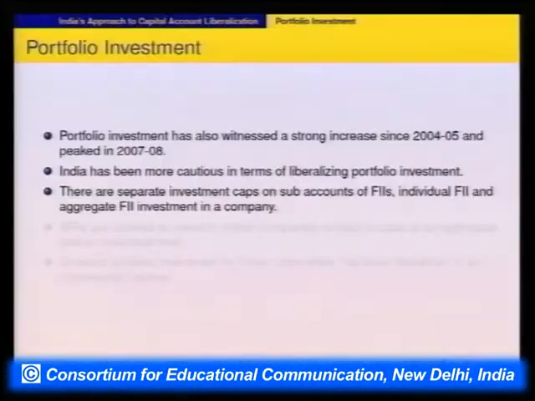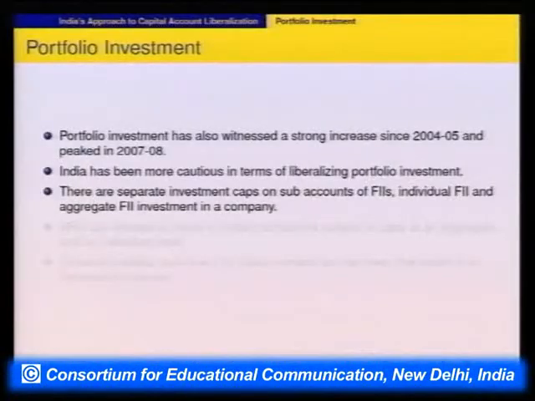India has been relatively more strict or restrictive when it comes to portfolios, but nevertheless, portfolio inflows have also increased sharply over the last few years. They reached their peak prior to the collapse of the Lehman Brothers in 2008. Now, in terms of some of the additional restrictions that are put on portfolio investment, which were not there on FDI, for example, only certain qualified institutional investors can invest in the stock market, and these are foreign institutional investors who are registered with the Securities and Exchange Board of India. But they are also subject to several caps.